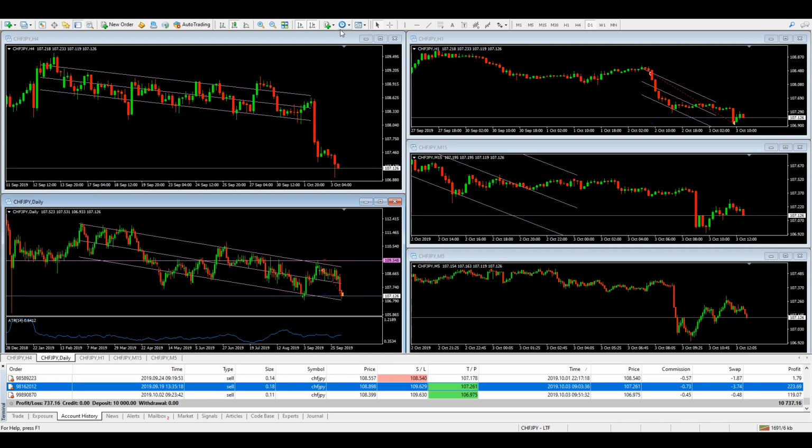Okay, so my initial entry on this was at this level, and my exit was around this level. So this is why I like to position myself. This is kind of textbook on what I'm talking about, right? So we've got lower lows and lower highs. In fact, let me blow this up.